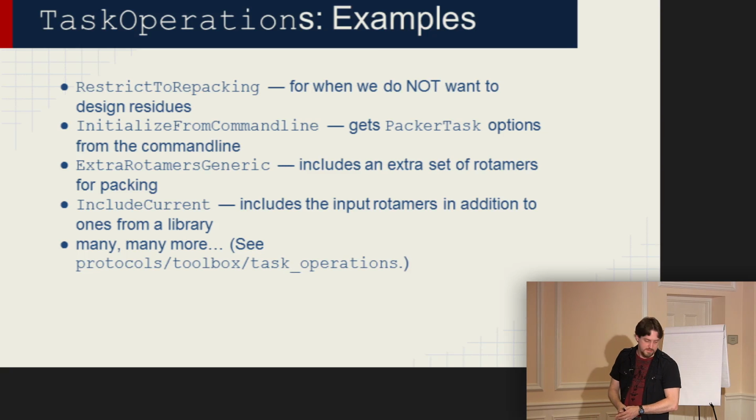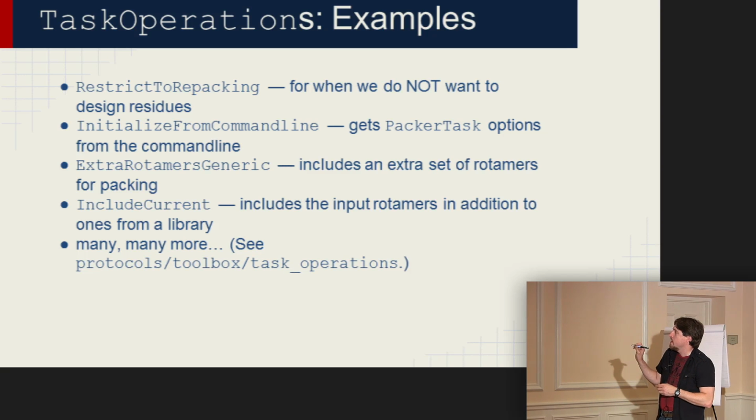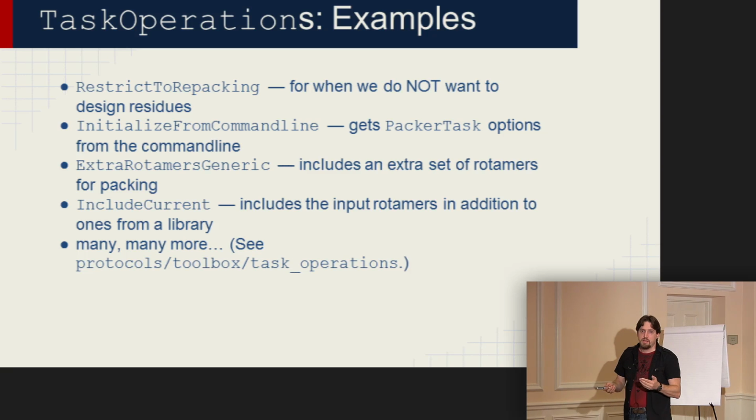So here are some examples of really common task operations. We have restrict repacking, which we just talked about. It's for when you don't want to design residues. Initialize from command line gets your PackerTask options directly from the command line, from the option system. Extra rotamers generic expands the size of your rotamer library. And include current is one that I find really helpful. That includes whatever position is in the PDB file when you load it in as one of your possible rotamers. So there's a whole slew of them, though.